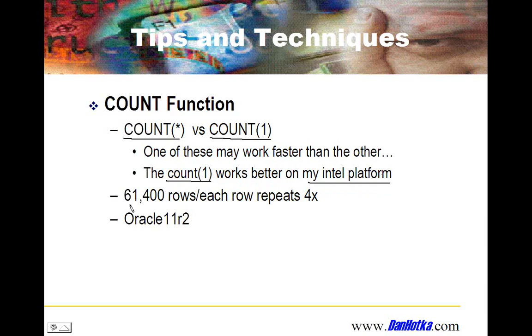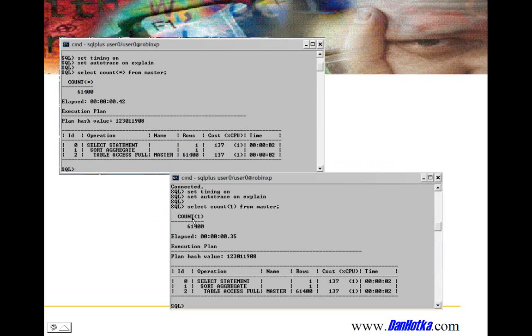So the examples that I'm using today have 61,400 rows in them. Each of the rows repeat 4 times. And I'm using an Oracle 11.2 database for the count example. And then the approximate count that I'm going to show you shortly is an Oracle 12 Release 2 new feature.